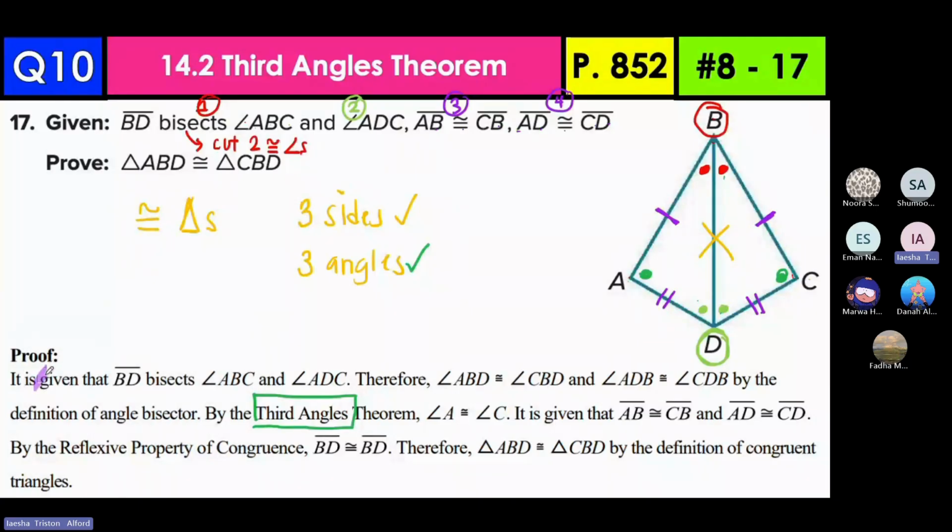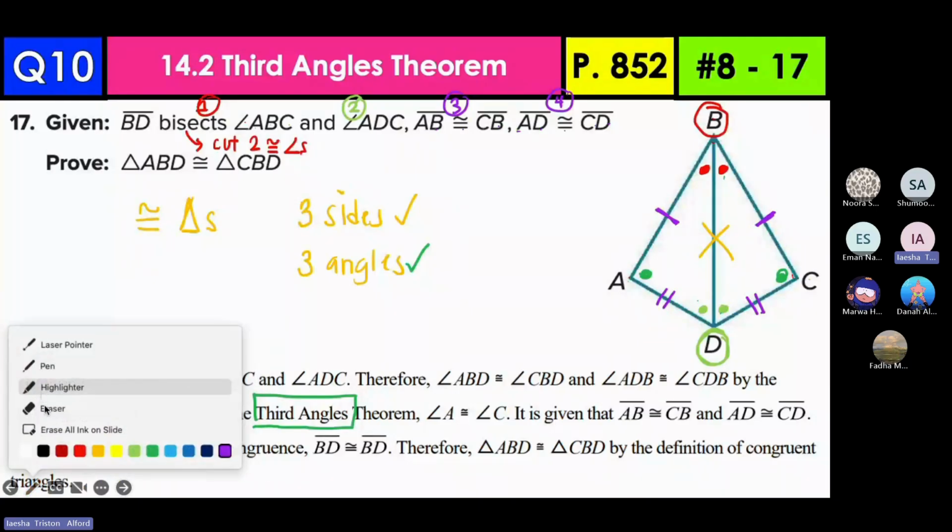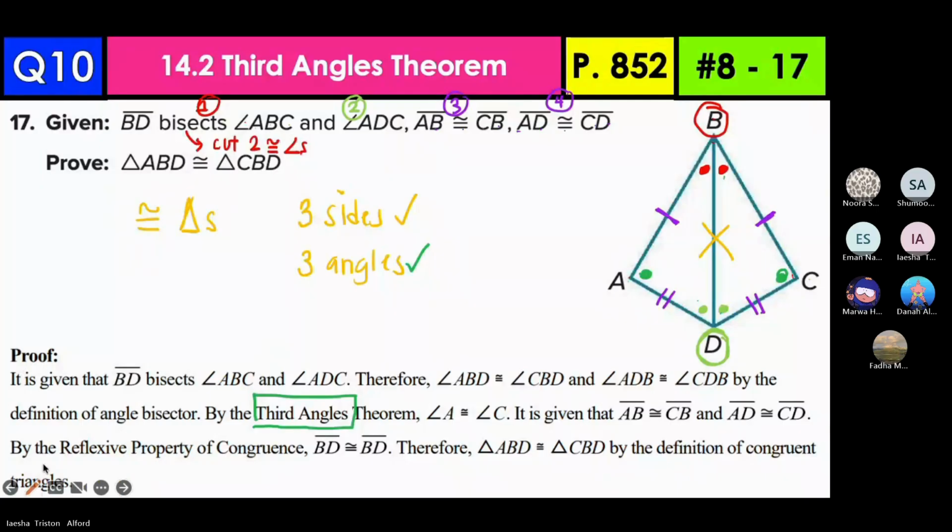So this one here is given. I'll just highlight them. This is given number 1 and given number 2. So you write it in a sentence. Then the next thing, angle ABD is congruent to angle CBD, and angle ADB is congruent to angle CDB. How do we know those are congruent? Angle bisector.